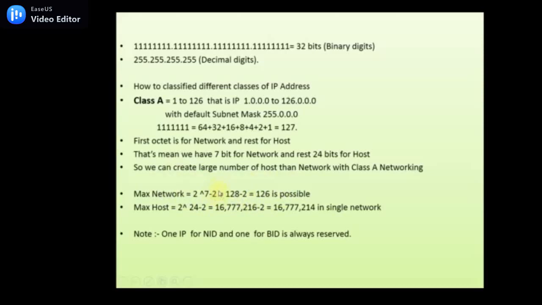So we are getting minus 2. Why do we have to minus 2? We have to minus 2 because we have to reserve 2 IP addresses for NID and BID. The NID is the network ID. That means whenever your network wants to receive some data from another network, they need the network ID. With the help of the network ID, another network can send a message to your NID. In the same way, if your network wants to send some message or data to another network, it needs the broadcasting ID. So network ID and broadcasting ID are always required.